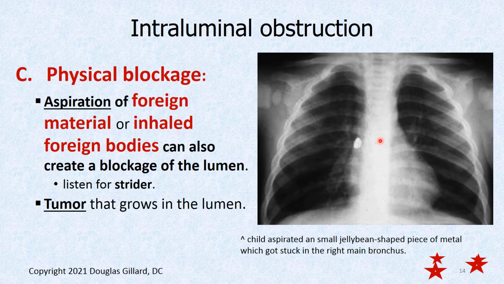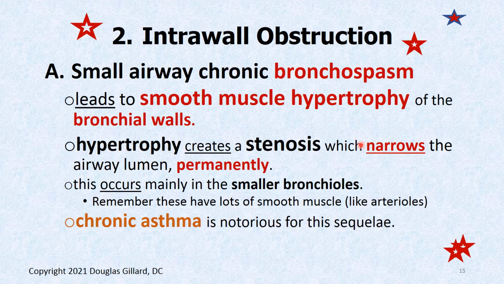Another possible intraluminal obstruction. So here's a child who aspirated some metal part. It was kind of jelly bean shaped. You can tell it's a child. Look, the bone growth is not complete yet. And so that looks like it's stuck in the right main stem bronchus, which is where they usually get stuck, and that's a beaver dam. So that's a cause of intraluminal obstruction as well.